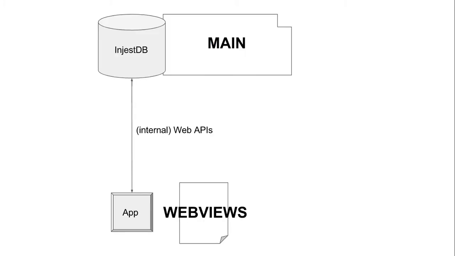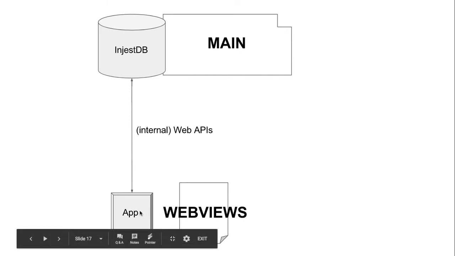And so now the architecture is that we have at least one InjestDB living in the main process. And then the web views or the applications are able to interact with that InjestDB through some web APIs that are internal.